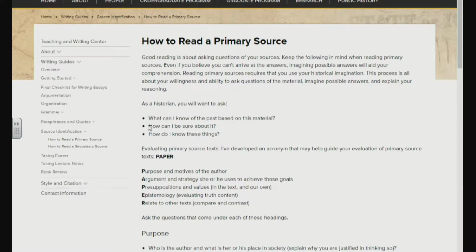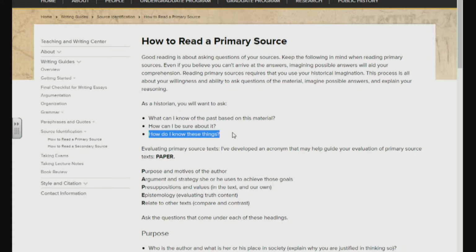Another question that you should keep in the back of your mind: how can I be sure about what this document says? Is it a real document? Is it a forgery? Is it something that someone created later on and wants to claim is a real document? Or is it something that actually is from the time period, and how can I verify that? And that's this last question. How do I know the answer to these things?